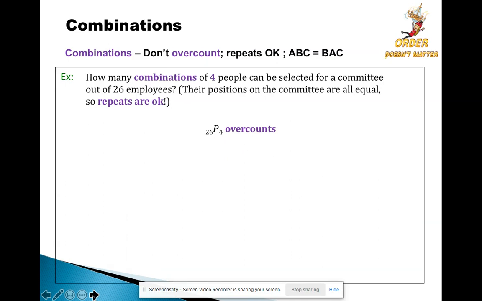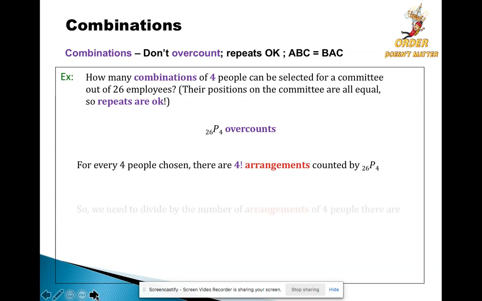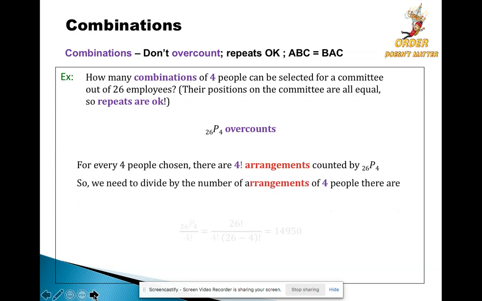26 arrangements of 4 over counts when I don't care about the order. So that's what that looks like. 14,950. Now, this is kind of a cumbersome formula. It is just fine, but we have another way of representing combinations.